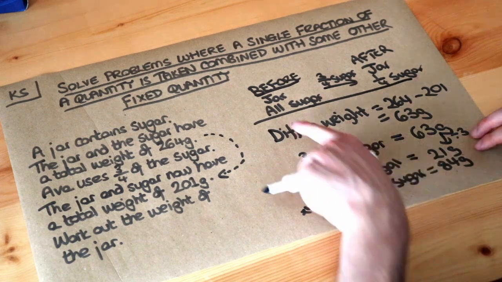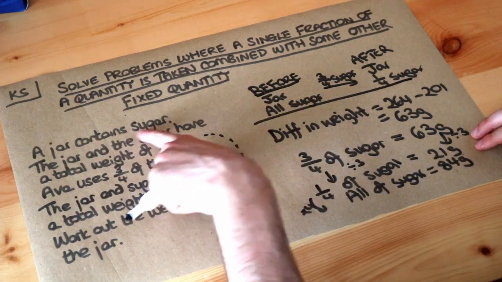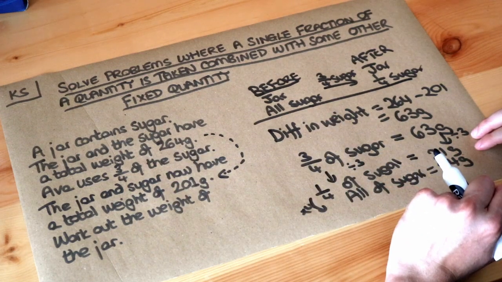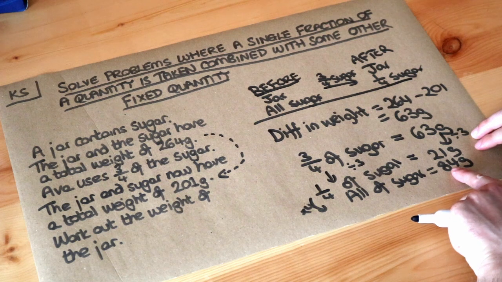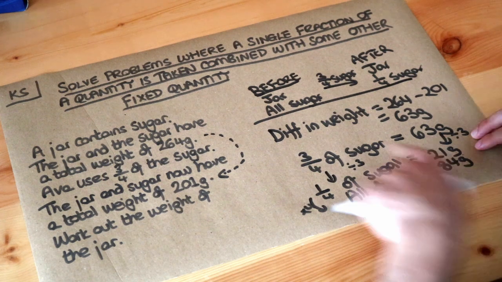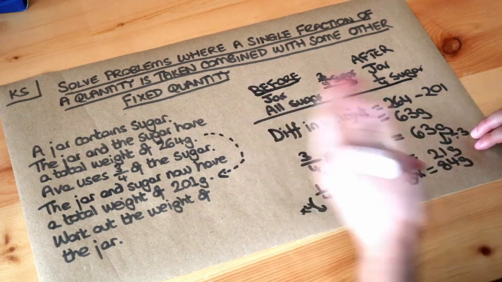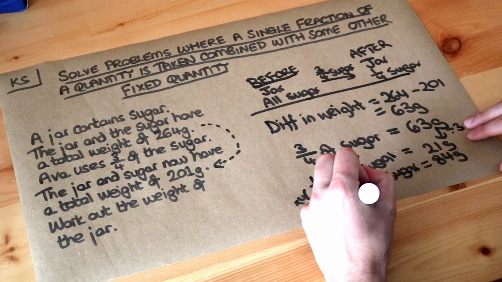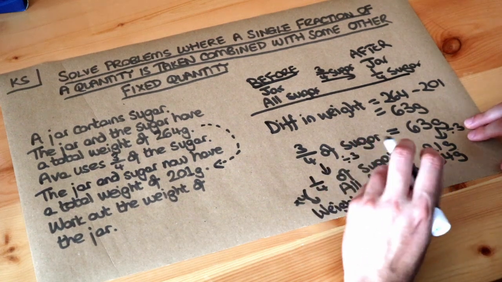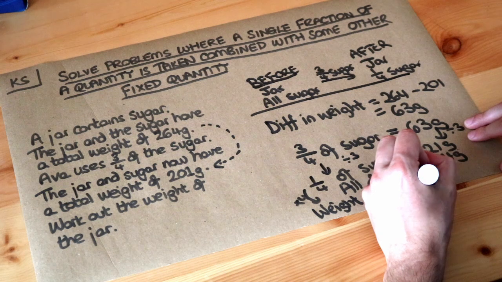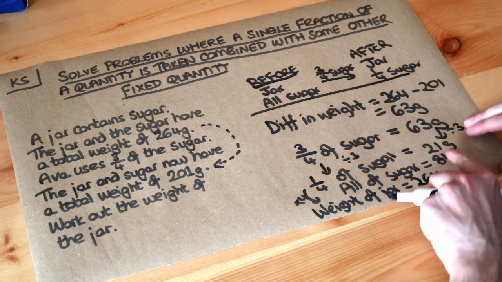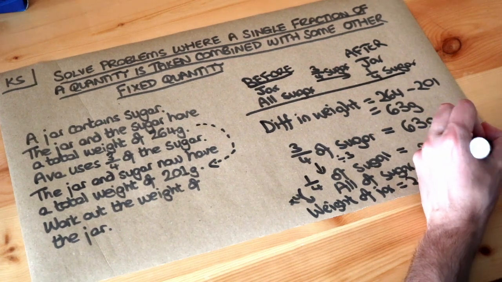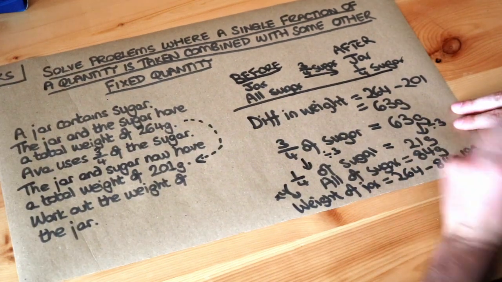Now, we started with the jar and all the sugar. The jar and the sugar have a total weight of 264 grams. If we know that the sugar weighs 84 grams, we can subtract these numbers to work out the weight of just the jar. So the weight of the jar is the weight of the jar and the sugar, 264, subtract the weight of the sugar, and that gives you 180 grams, and that is the final answer.